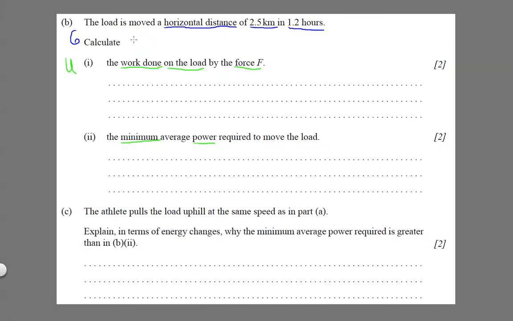Okay, so the load has moved a horizontal distance of 2.5 kilometers in 1.2 hours. First thing that we need to do here, 2-point question here, we need to calculate the work done on the load by force F. Okay, so the work done is force times displacement.